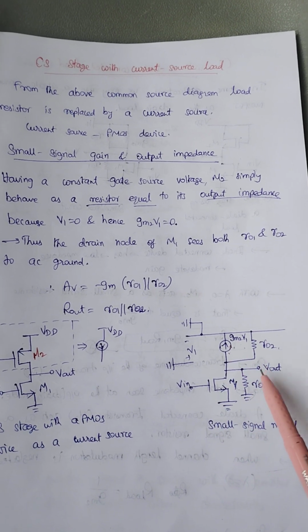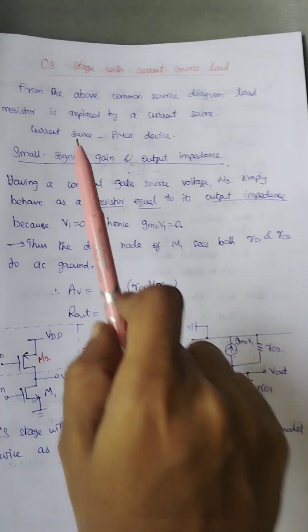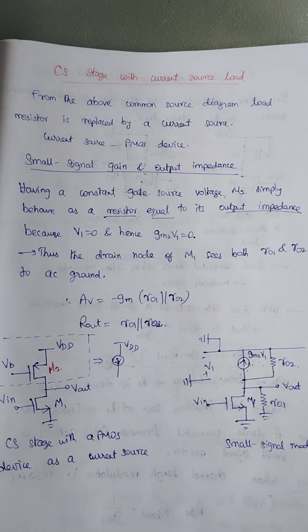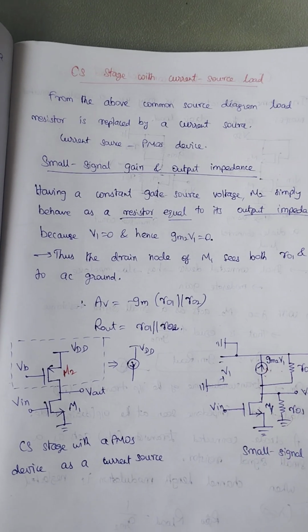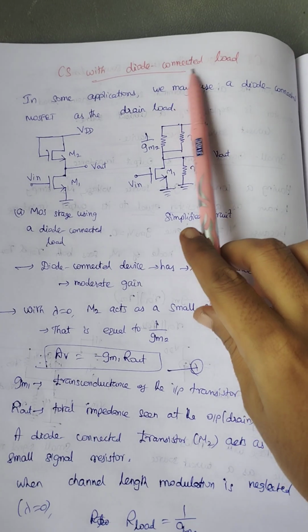And then what is my output resistance? Rout equals RO1 parallel RO2. This is what we have for the common source stage with current source load. So next we are going to see common source with diode connected load.